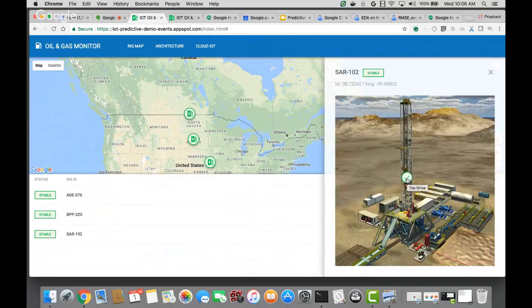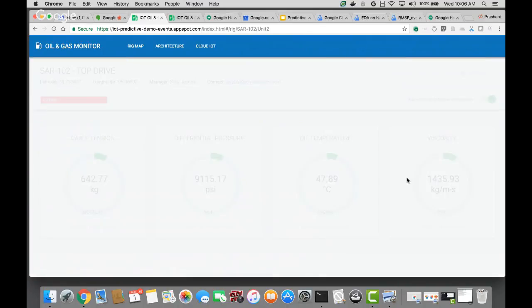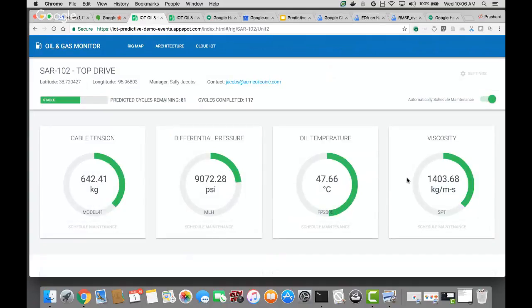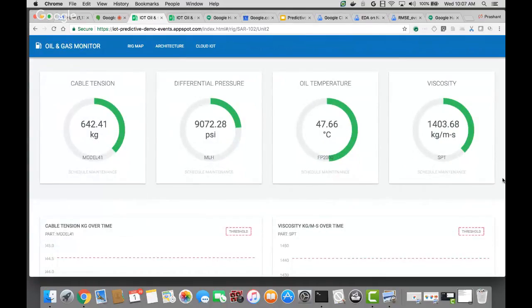So it shows what is the status of a machine on this oil rig. If I click on a machine, I go inside a machine, and I can see the sensor data coming from the machine. This is real-time sensor data coming from a machine installed on an oil rig. So there is a cable tension sensor, pressure sensor, temperature sensor, and viscosity sensors. By looking at it, the operator knows what is the health of the machine.